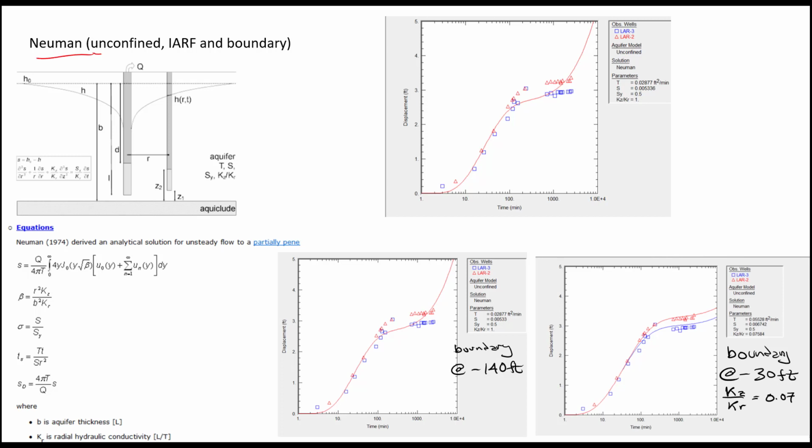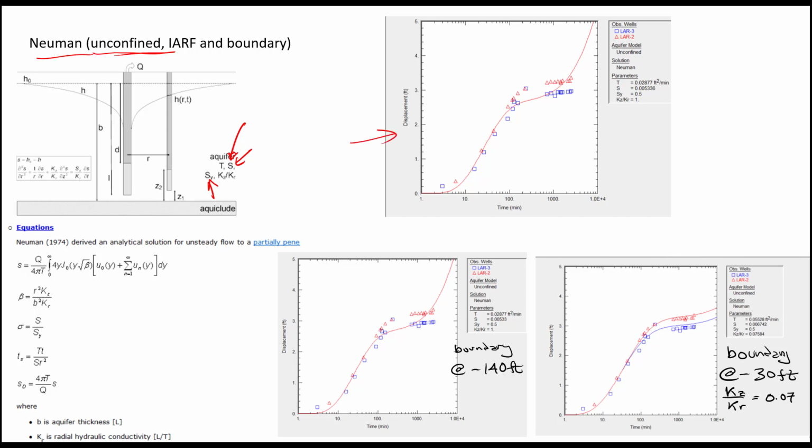Okay, so now we want to introduce the Neuman analysis. This is for an unconfined aquifer. And one of the differences here is that we introduce this parameter, the specific yield, in addition to the storativity. So remember, the storativity gives you the elastic portion of the release from storage, and the specific yield is a pore drainage effect.